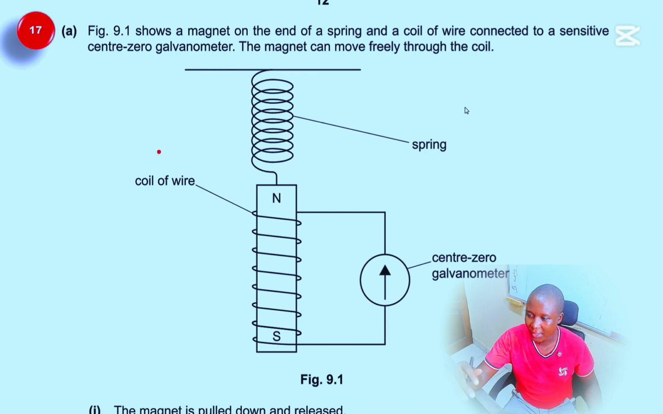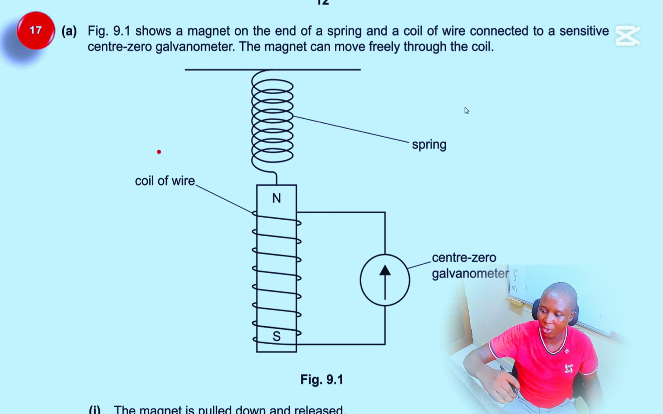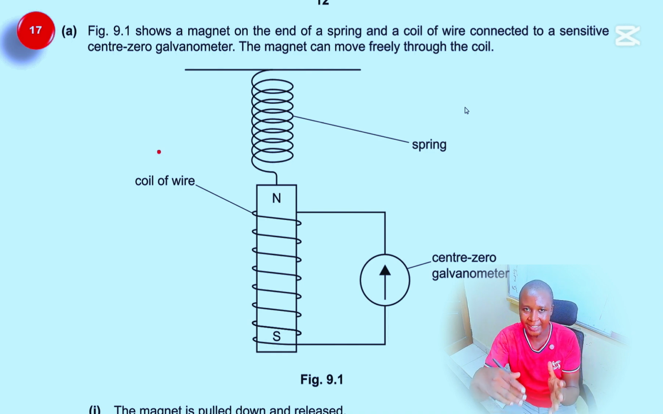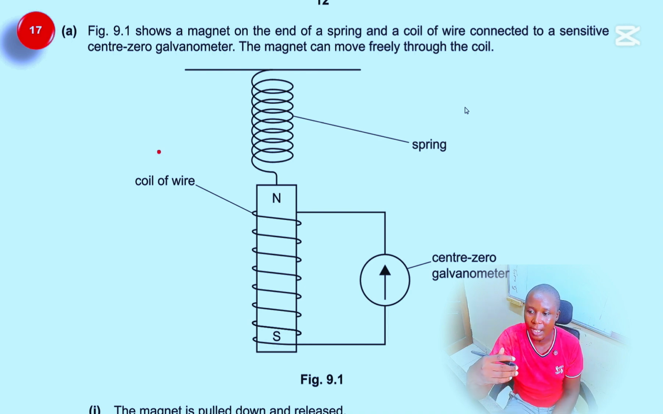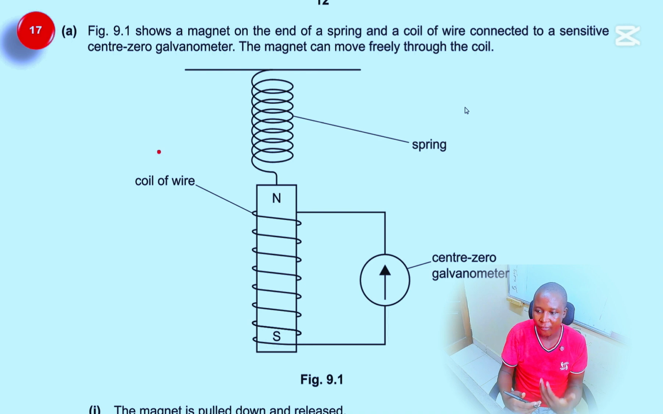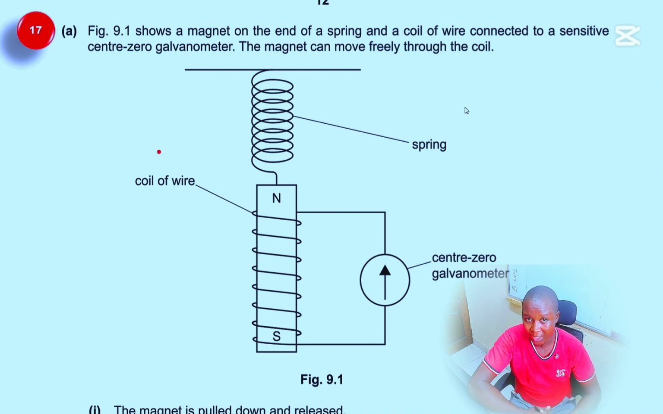So in this case here, we have a spring, and this spring can make this particular magnet oscillate up and down. And remember, the magnet has magnetic fields. As this magnet moves up and down, it makes the fields cut through the coil. When the magnetic field cuts through the coil, an EMF is induced in that particular coil through electromagnetic induction.